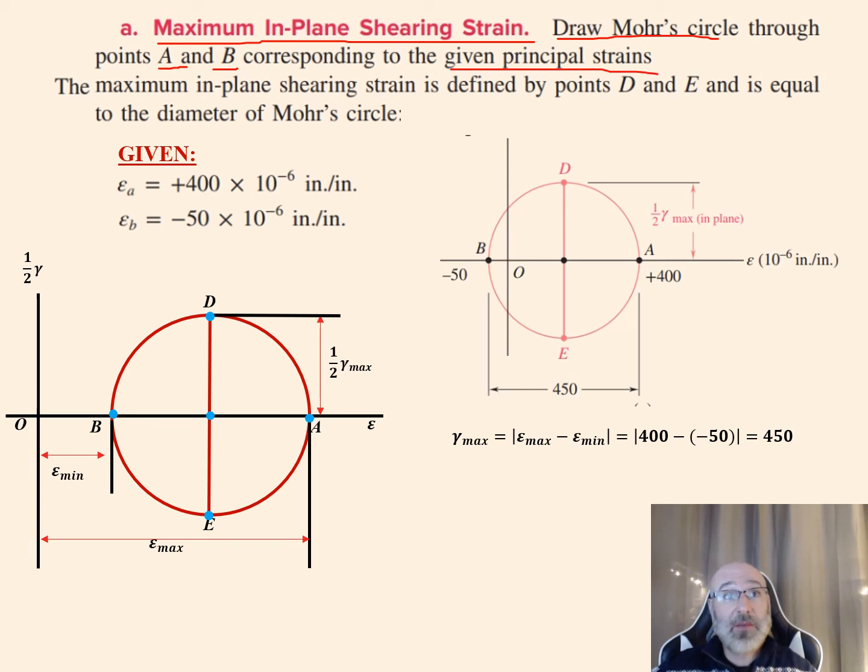So this was in our problem statement, epsilon sub A is equal to positive 400 times 10 to the negative 6 inches per inch. And epsilon B is equal to negative 50 times 10 to the negative 6 inches per inch. So pay attention to our sign convention. This is a negative right here.